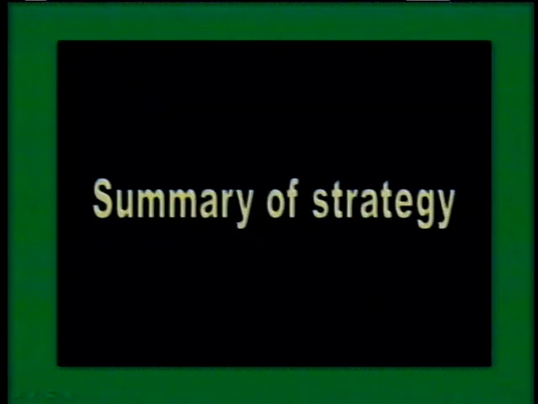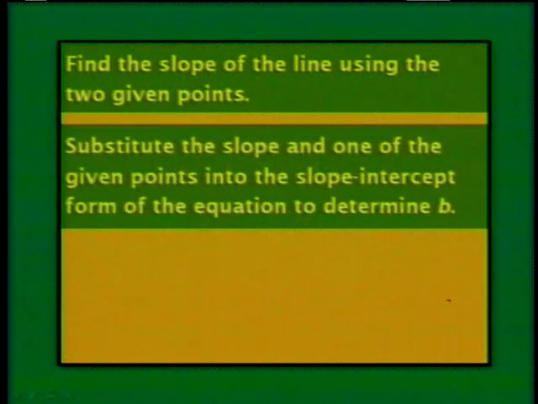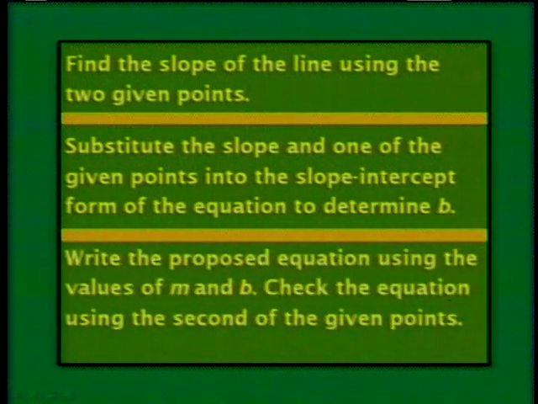So let's summarize the strategy we've used on all these examples. The first thing we want to do when we have 2 data points is find the slope of the line using these 2 given points. Then we substitute the slope and one of the given points into the slope-intercept form of the equation to determine b. We write our proposed equation using the values of m and b, and then we check the equation using the second of the given points.